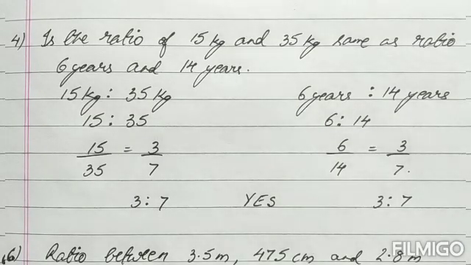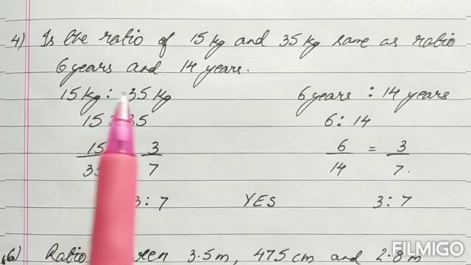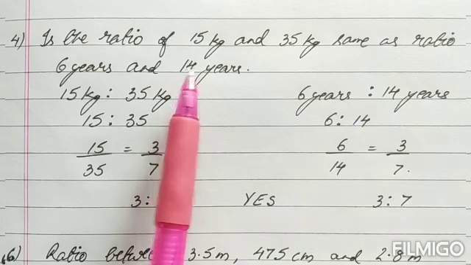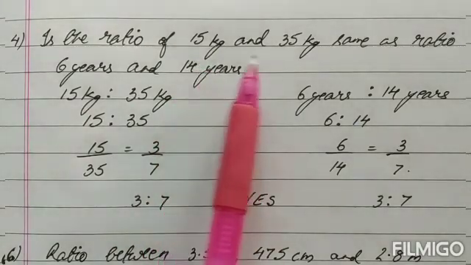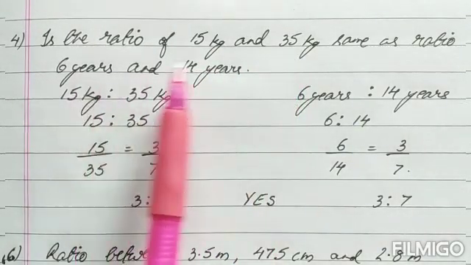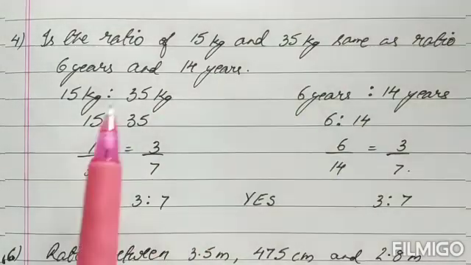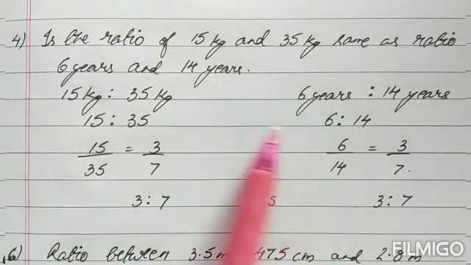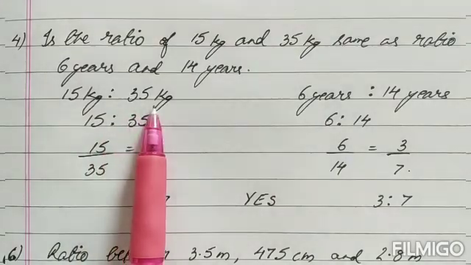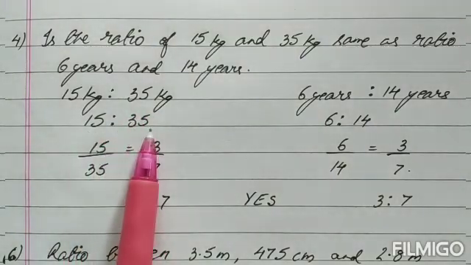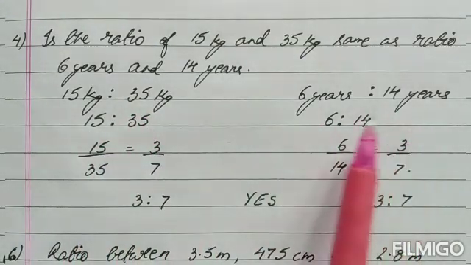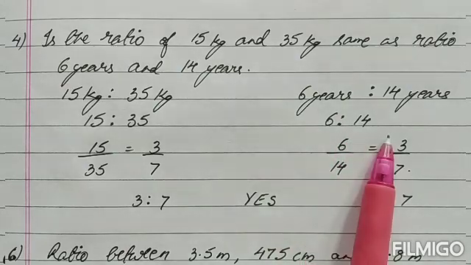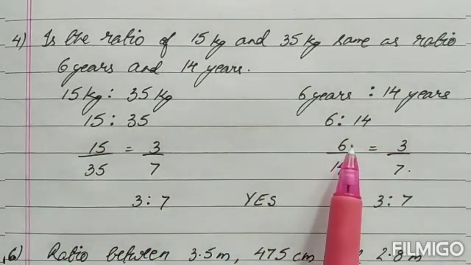Question number 4. Is the ratio of 15 kg and 35 kg same as the ratio of 6 years to 14 years? Now in this question, children, we have to make a comparison between two set of ratios. 15 kg and 35 kg and 6 years and 14 years. So I'm going to do both of them together. 15 kg and 35 kg can be written as 15 is to 35. 6 years and 14 years can be written as 6 is to 14. 15 upon 35 and 6 upon 14.